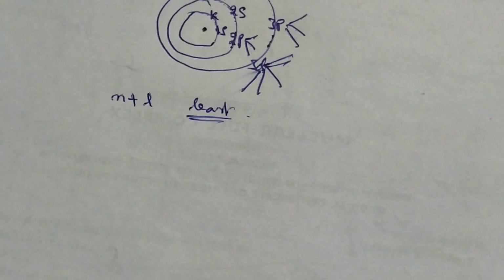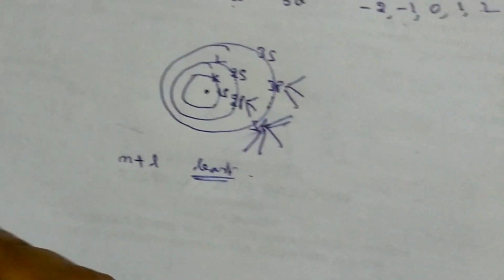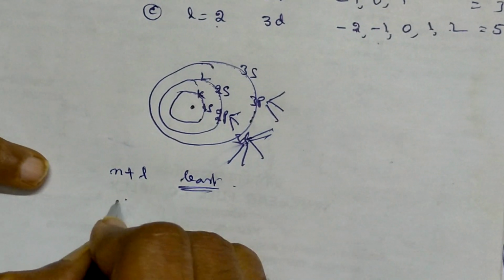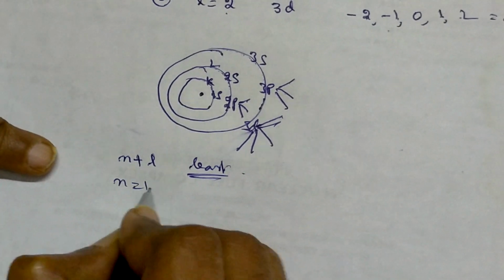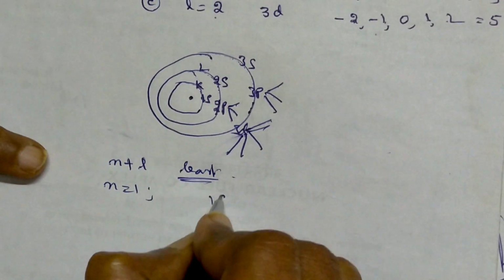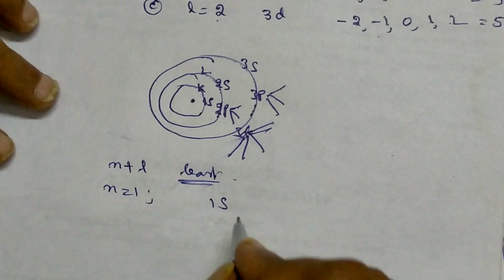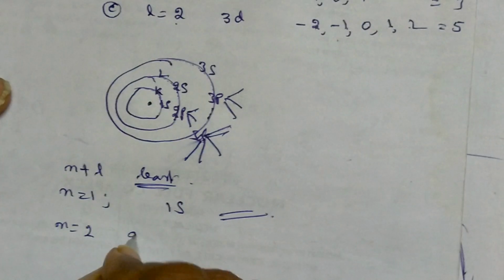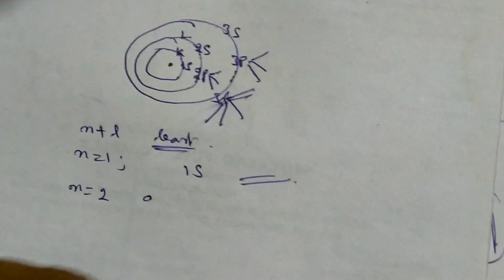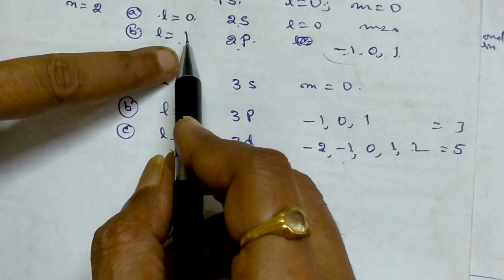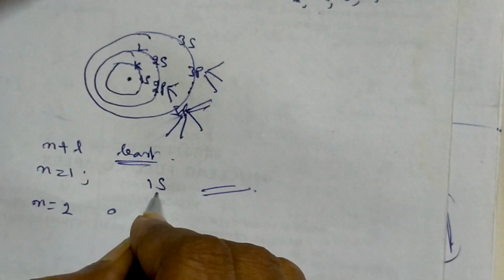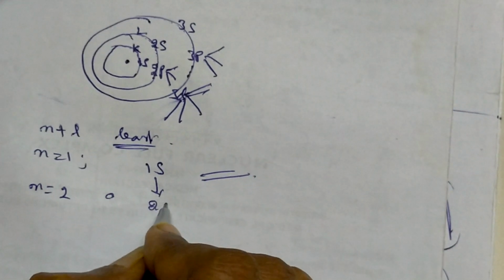Now we will see one example. Take the N equal to 1 case. Here L equal to 0, N equal to 1, only 1s. This is the first, so there is no ambiguity in this. In the case of N equal to 2, as we already saw, there are two cases: L equal to 0 and L equal to 1. In this case also it is 2s. That means after 1s, the next lowest level is 2s.